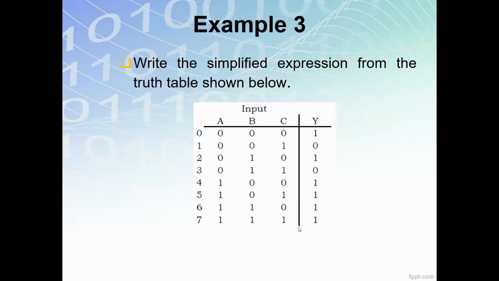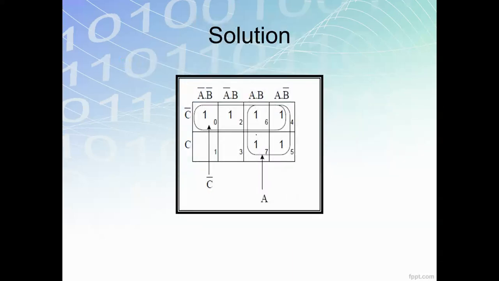Okay, for the third example, we have to write the simplified expressions from the truth table shown below. From this one we can see more outputs of 1. So we will have a lot of simple expressions, a more simplified expression for this particular truth table. Okay, so you have 1 at cells 0, 2, 4, 5, 6, and 7. So we plot them into the Kmap: 0, 2, 4, 5, 6, and 7.